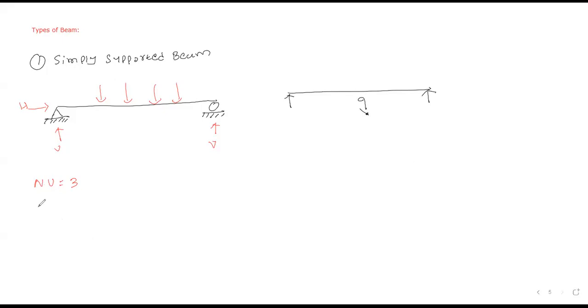So the number of conditions is equal to 3. For any non-concurrent force system, it will be 3. So in this case, your number of unknowns and number of conditions are the same. That's the reason, can I say this is a statically determinate structure? Yes or no?